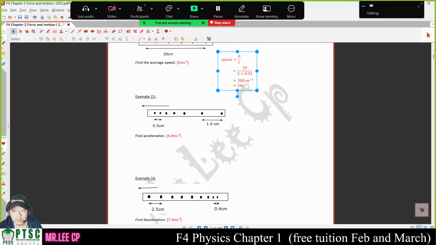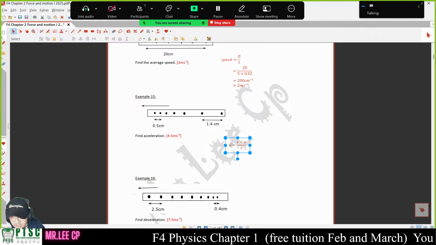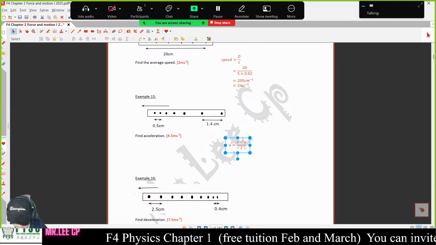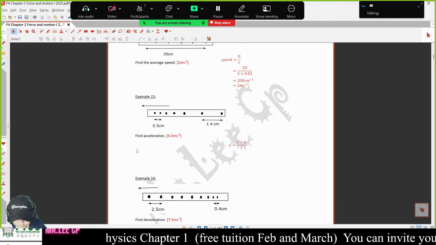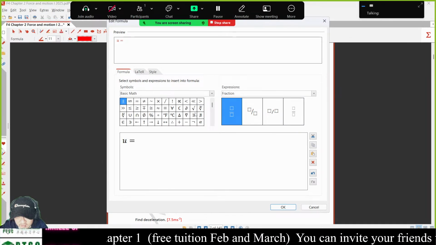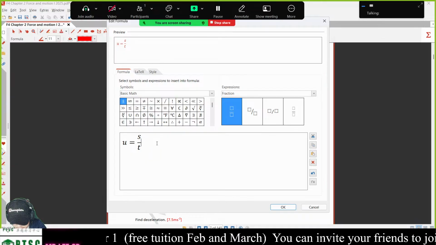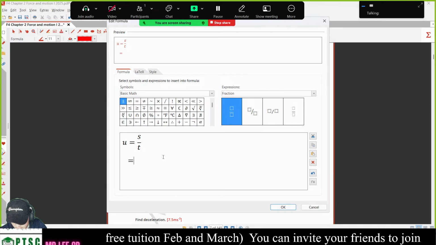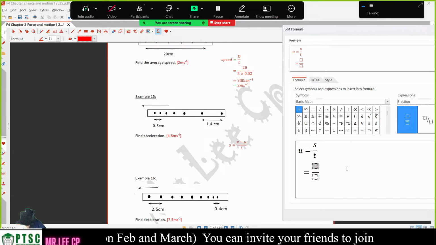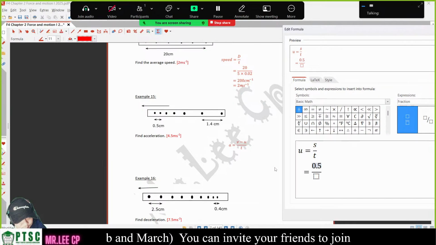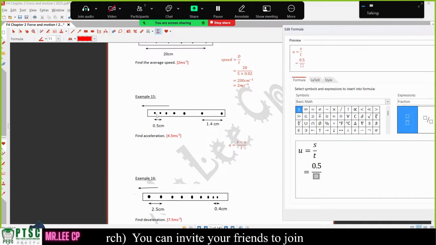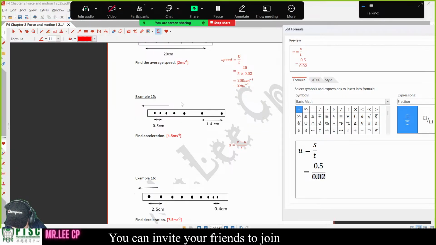Now, what is the formula for acceleration? The formula is a = (v - u) / t. But before this, you need to have v and u. So I want to calculate u first. u is displacement over time. How much is the displacement at first? It is 0.5 cm. The time for this one is 0.02 second.